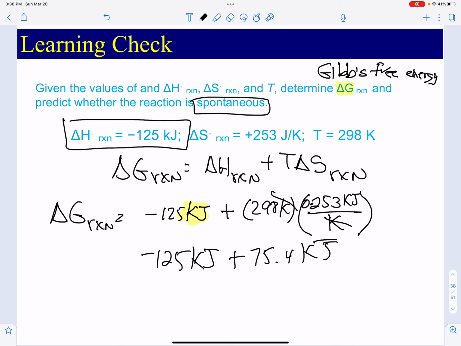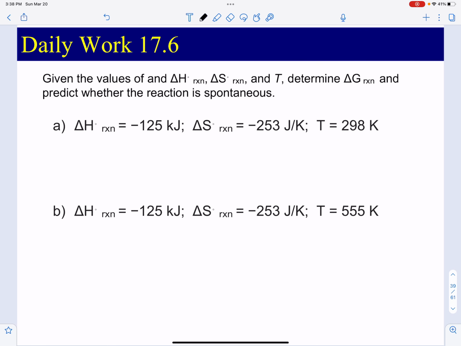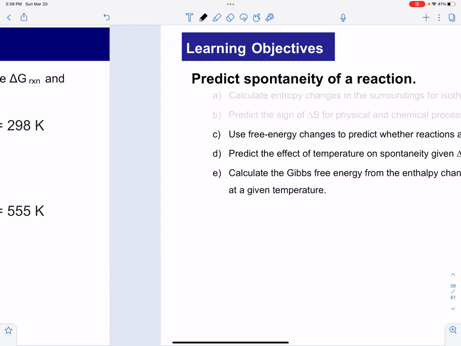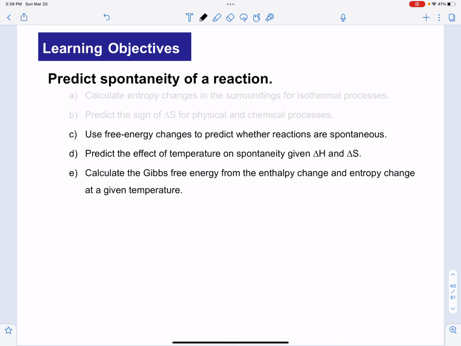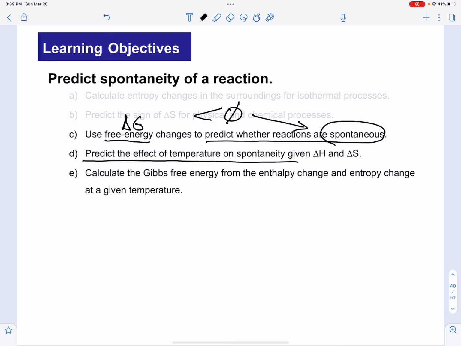So with that said, no need to do the calculations. From that said, go ahead and do those two problems. If you don't do the calculation, you have to explain how you know it's spontaneous. And with that said, we now know how to use the free energy, or delta G, to predict if the reaction is going to be spontaneous or not. Less than 0 is spontaneous. Predict the effect of temperature on spontaneity given delta H and delta S.